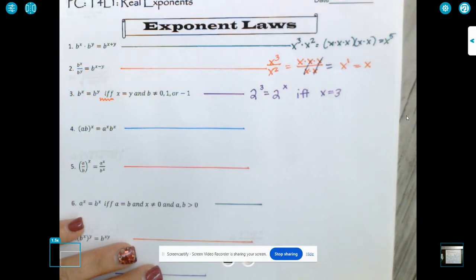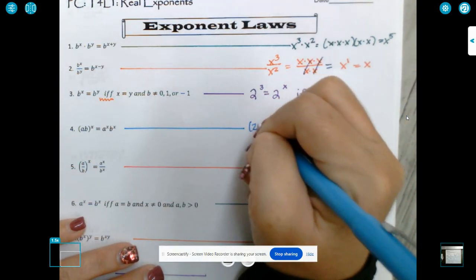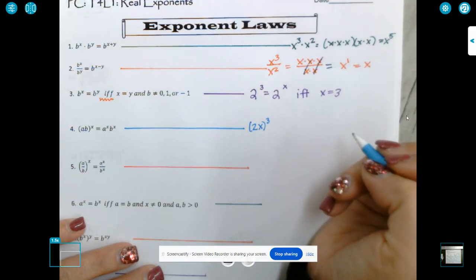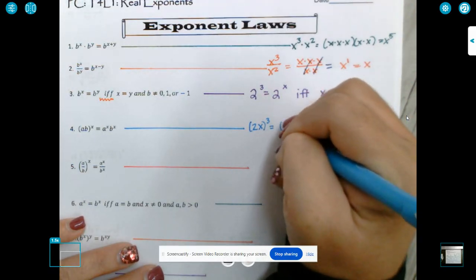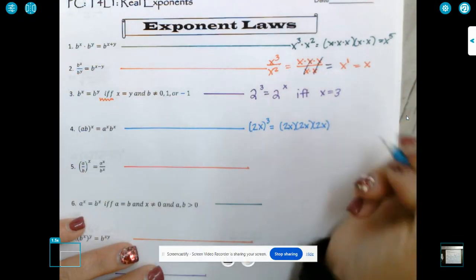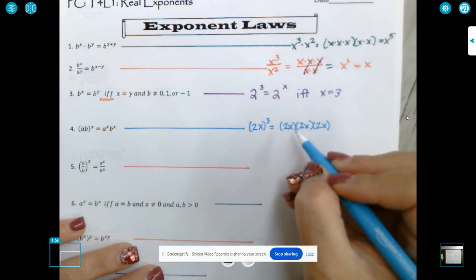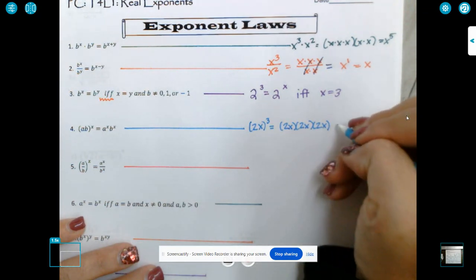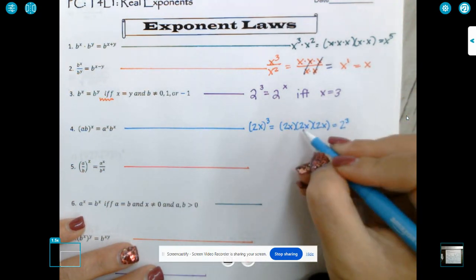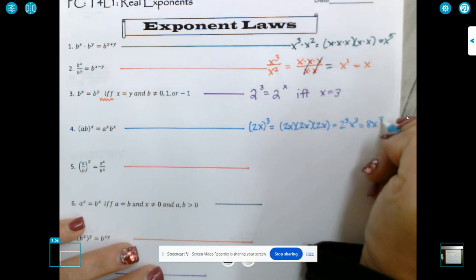All right, number 4 here. All right, ab to the x is the same thing as a to the x, b to the x. All right, so let's do something like 2x quantity cubed. So remember, that's the same thing if we cube it as writing it 3 times. And then if we apply our rules from up here, there's 1, 2, 3, 2, so that's 2 cubed, and 1, 2, 3, x, which is x cubed, which is 8x to the third.